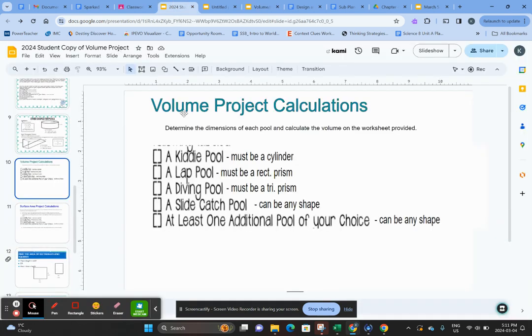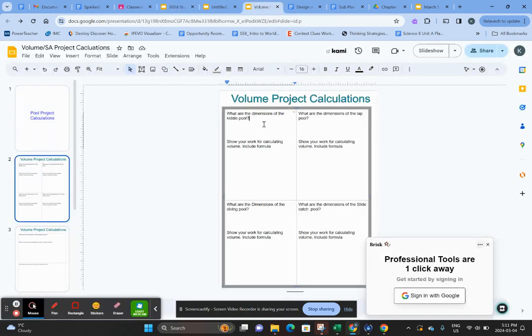Well, if I look back here, a kiddie pool must be a cylinder. So I need to determine what my radius would be and what my height would be, how tall the kiddie pool is. Now, remember, the kiddie pool is for kids, so we probably don't want something that's 6 meters tall. That's way too tall for a kid to stand in. And then you can write out your dimensions, write out your calculations here, show the formula, and then you can find the volume for each individual pool.